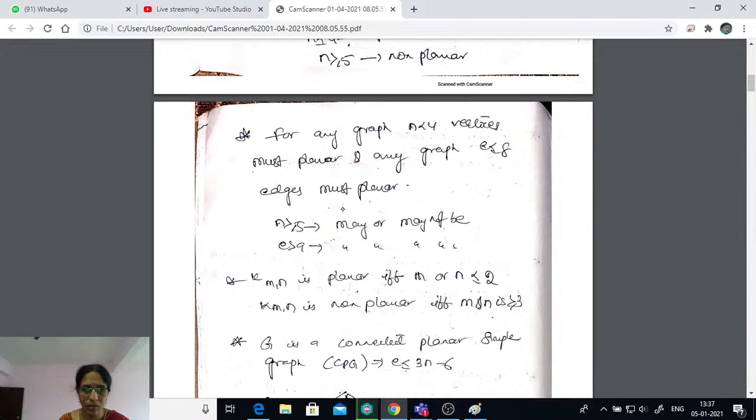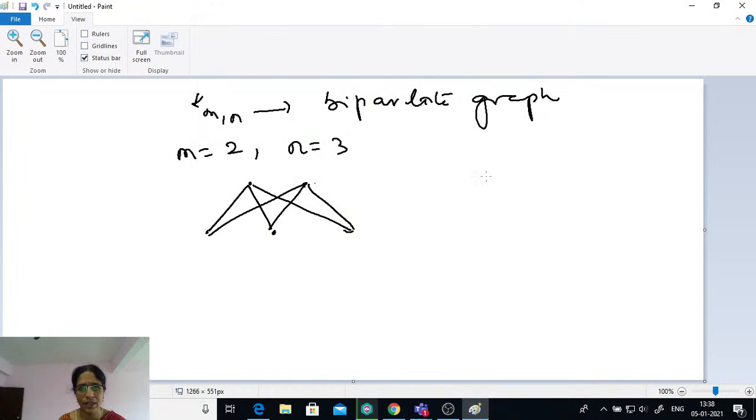That means K m comma n is planar if and only if m or n is less than or equal to 2. If it is greater than or equal to 3, then it is a non-planar graph. That means in a complete graph we say it like this: it is planar only if this holds, otherwise not. If it is a bipartite graph, here m less than or equal to 2 and n less than or equal to 2.